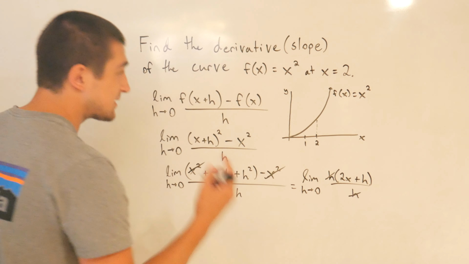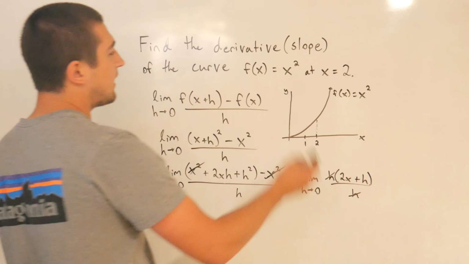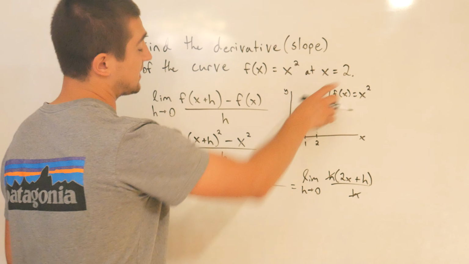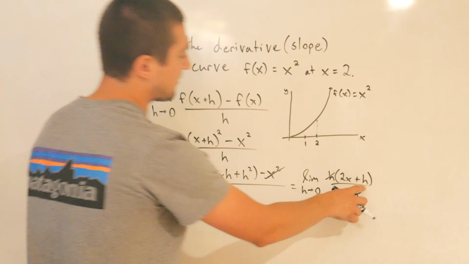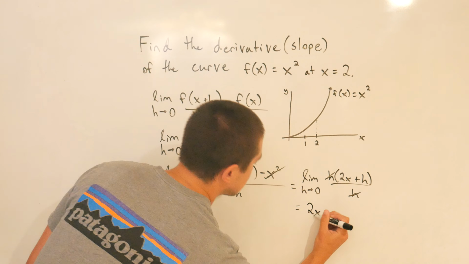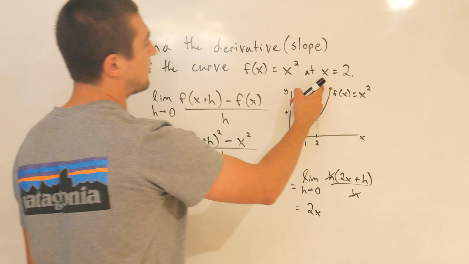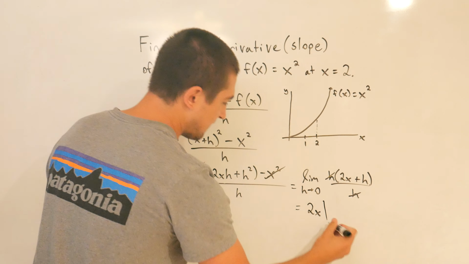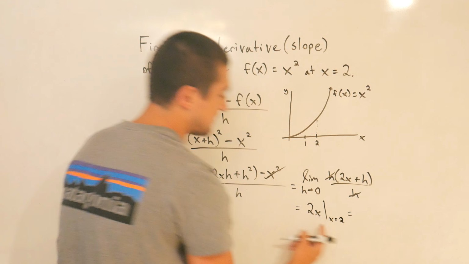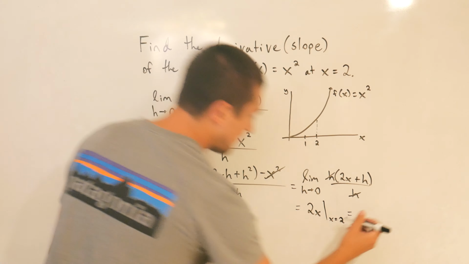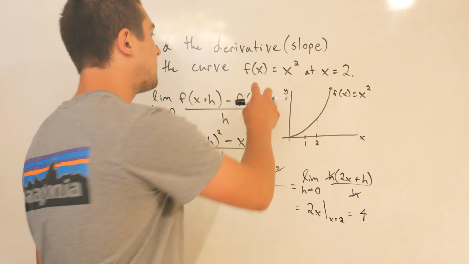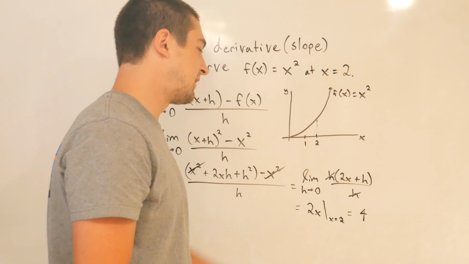So the slope of the graph x squared at any point, we now know because we haven't plugged in our specific point, is going to be 2x. When we plug in h equals 0, we get 2x. And if we want to evaluate that at the point x equals 2, then we just plug in 2 for x, and we get 4. So the slope of the curve f of x equals x squared at x equals 2 is equal to 4.